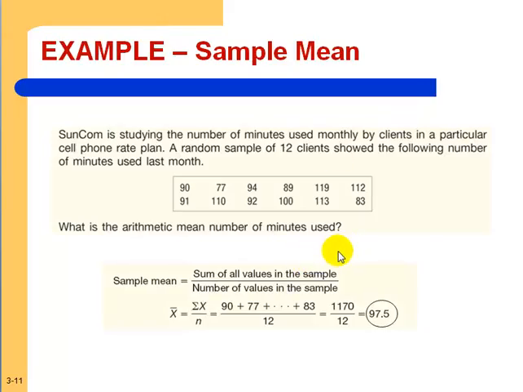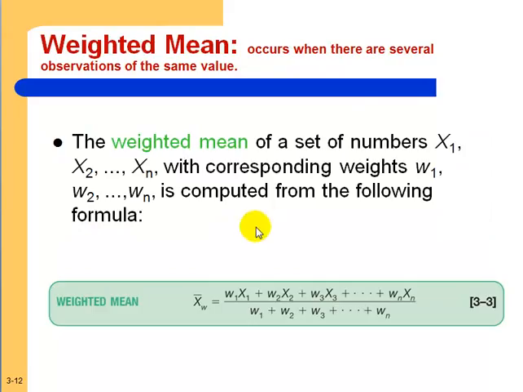Here is an example for the sample mean. How do we get it? We use the sum of all the values in the sample divided by the number of values in the sample, so X bar equals sigma X divided by N. That means we add all the sample values up: 90 plus 77 plus 94 plus 89 plus 119 plus 112, and so on, then divide by 12. There are 12 values in this group of data, so we get 97.5. That's the sample mean.